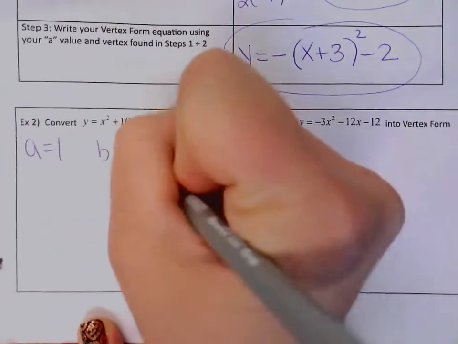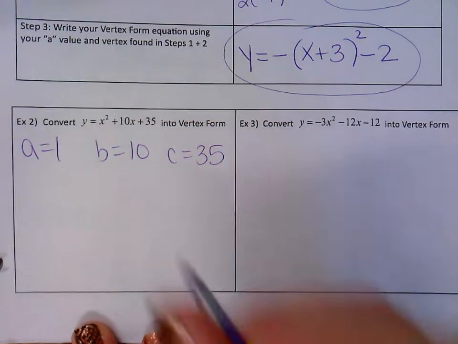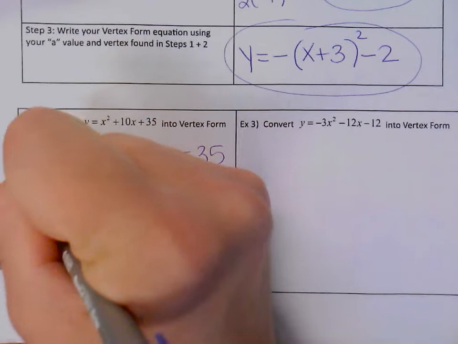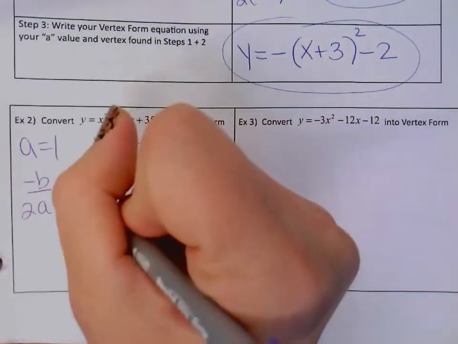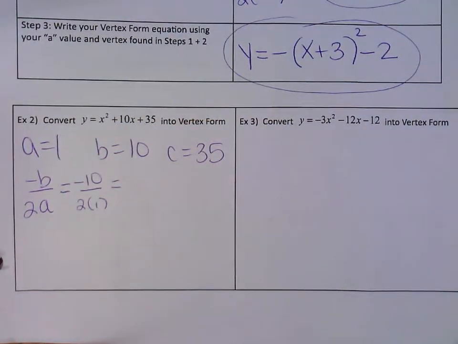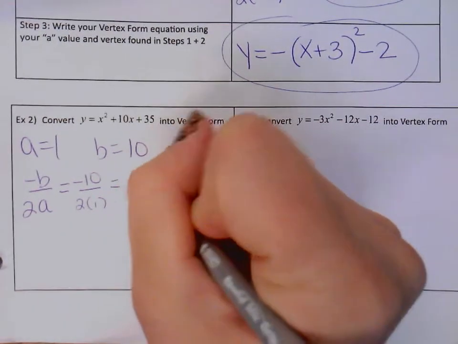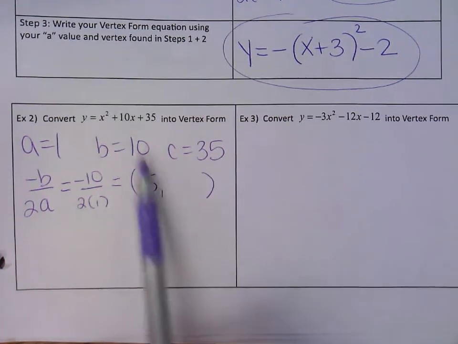A is 1, B is 10, and C is 35. So now I have to do my negative B over 2A to figure out what the vertex is. So negative 10 divided by 2 times 1. So negative 10 divided by positive 2 would be negative 5. And then I'm going to plug negative 5 in up here.